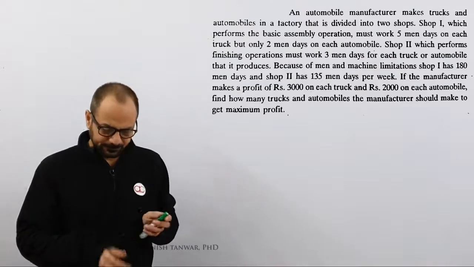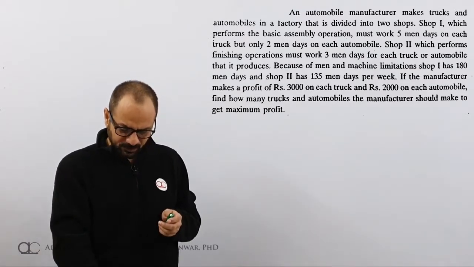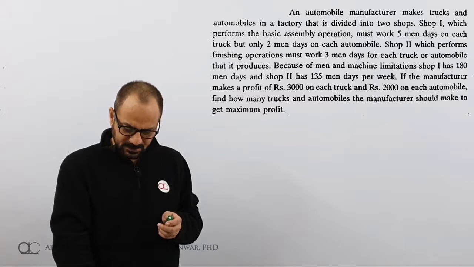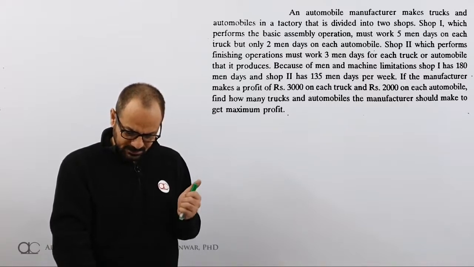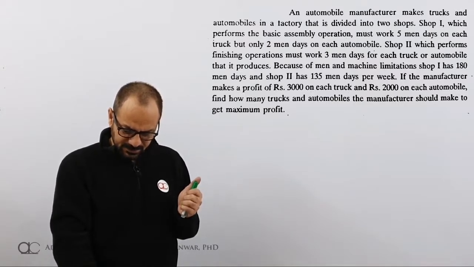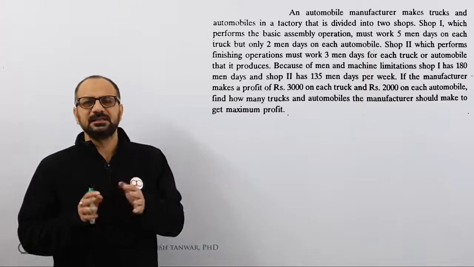Then, if the manufacturer makes a profit of 3000 on each truck and 2000 on each automobile, find how many trucks and automobiles the manufacturer should make for a maximum profit. Also, we missed a line. Because of man-machine limitations, shop 1 has 180 man days and shop 2 has 135 man days per week. So, this is the idea.